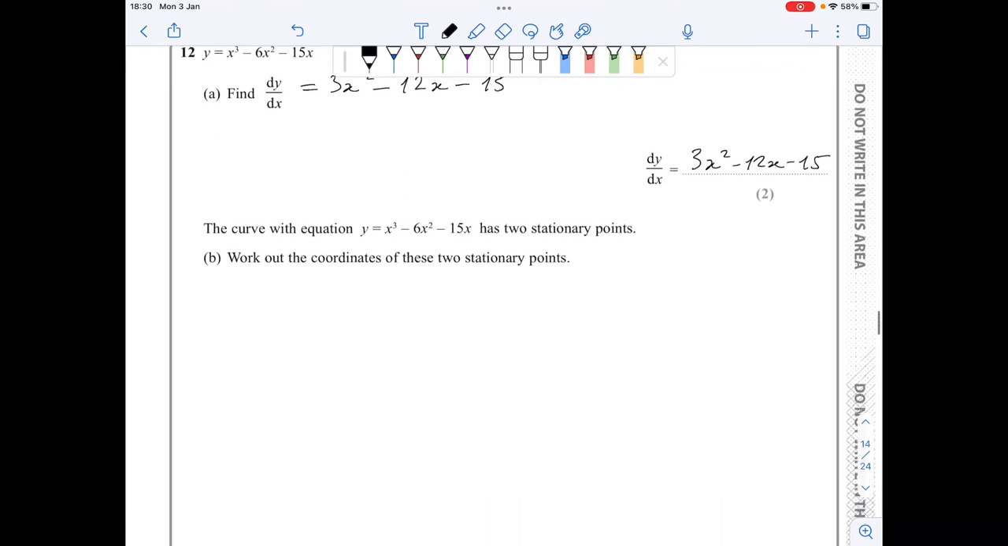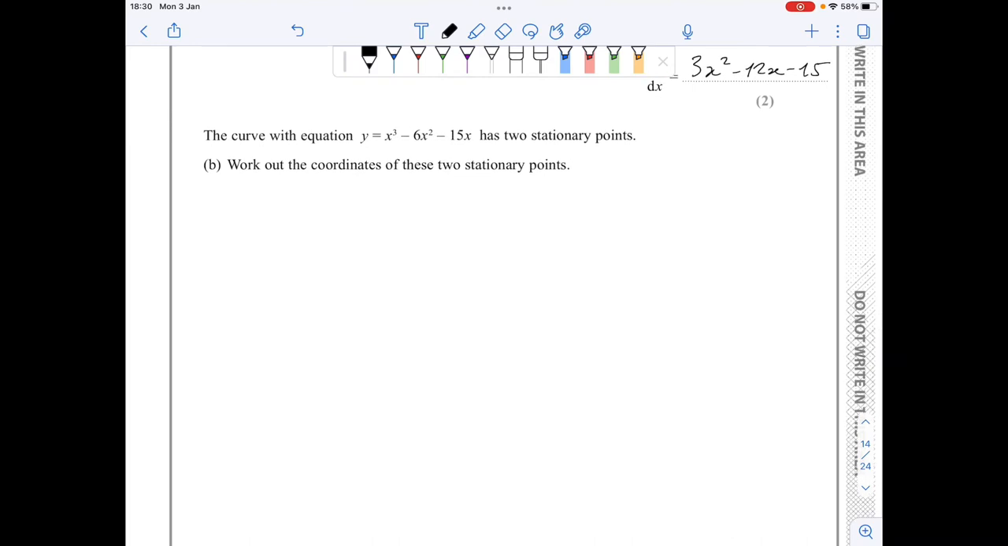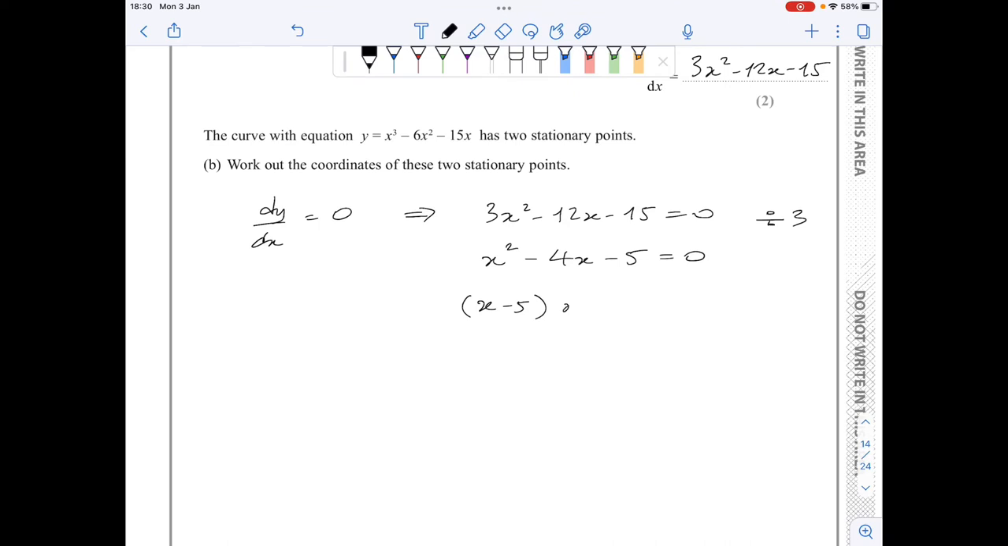Now for part B, I have two stationary points. So whenever I have a stationary point, dy/dx must be equal to 0. So I've got 3x squared minus 12x minus 15, which I got above, is equal to 0. Now let's divide by 3. x squared minus 4x minus 5 is equal to 0. I will factorize: (x minus 5)(x plus 1) is 0. So I've got two solutions, x equals 5 or x equals minus 1.